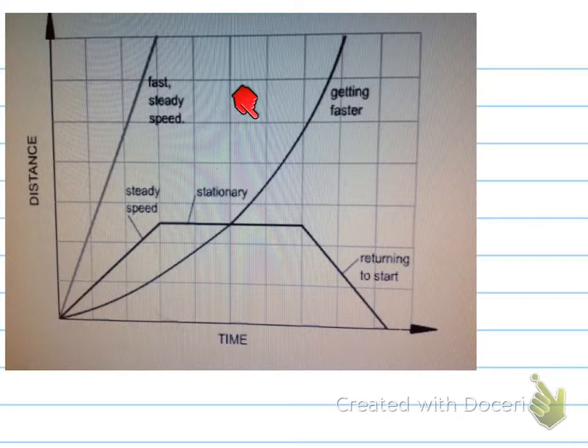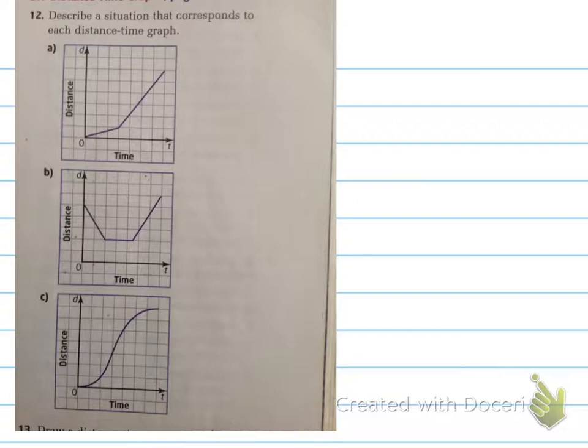And this one over here, this really funny one, is getting faster. What this means is that you are speeding up as you go on. Instead of going at a steady speed, a curve indicates that it is speeding up in terms of a distance time graph. All right, folks, let's look at another example.